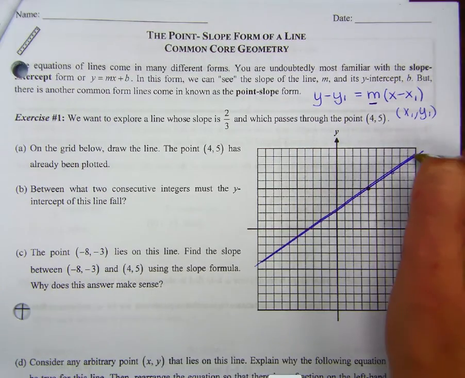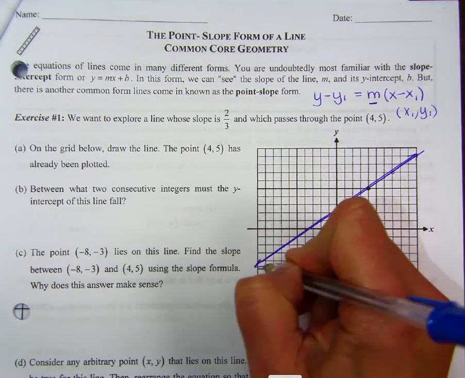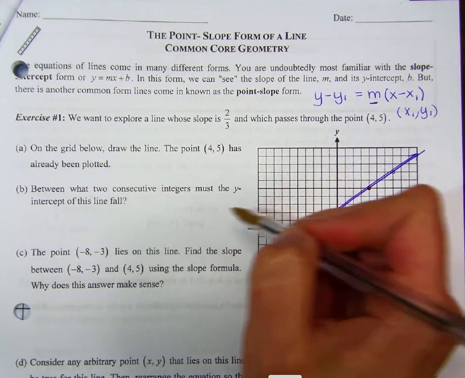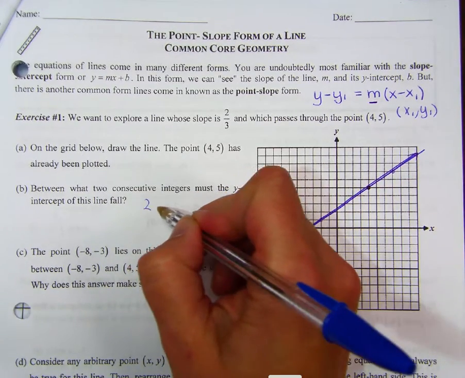Now if you take a look, the thing about this line is that the y-intercept is not at a nice whole number. It's somewhere between 2 and 3. So between what two consecutive integers must the y-intercept fall? We could say 2 and 3.